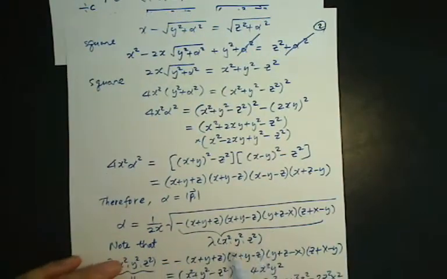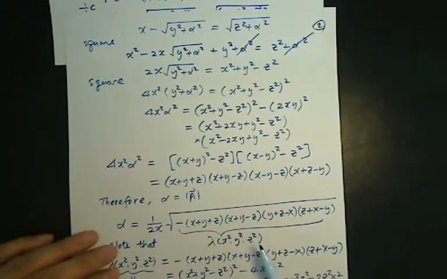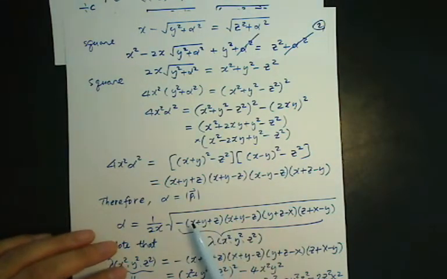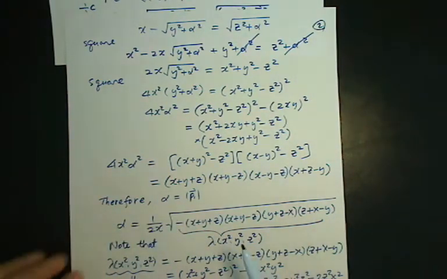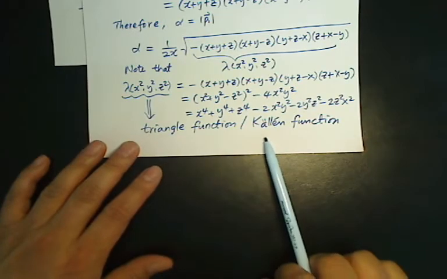This factor appears in Heron's formula for the area of a triangle. You know, the sum of two sides of a triangle is always greater than the other one. So if this is positive, x, y, z make a triangle, right? So this formula is called the triangle function or Källén function.